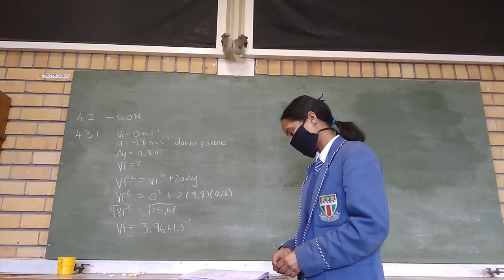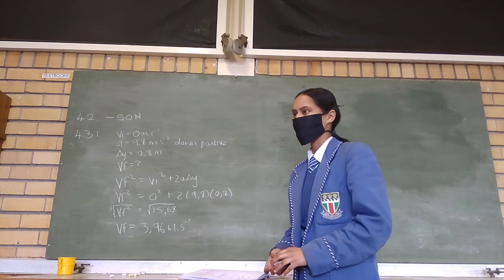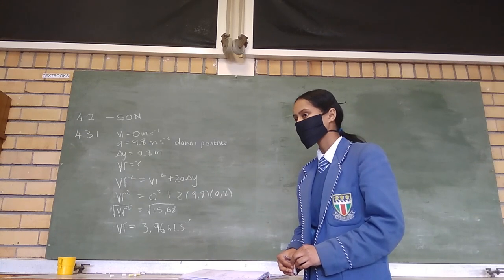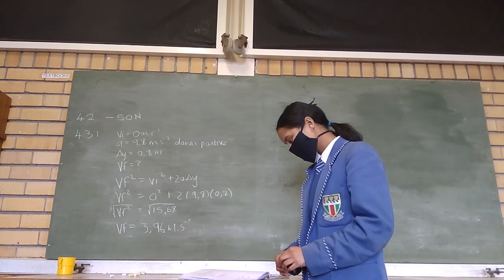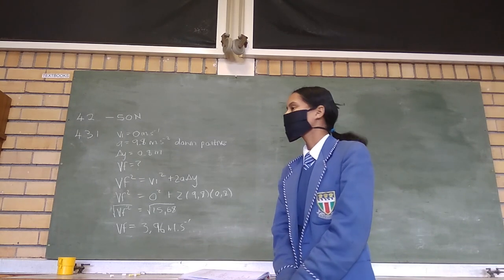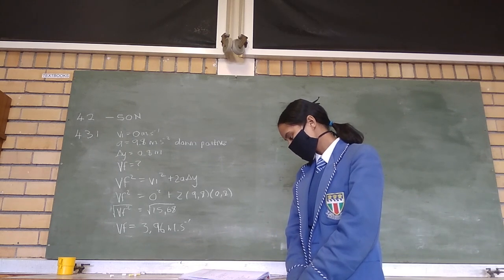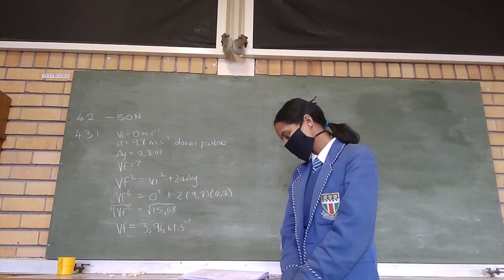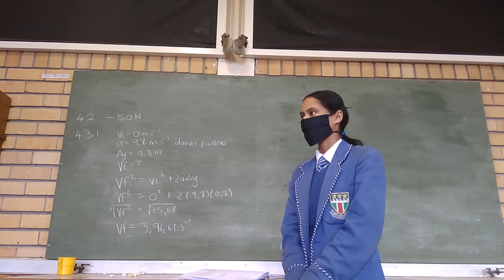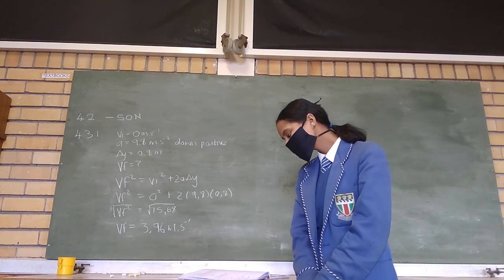Did anyone do it? I used the formula with time, final velocity, initial velocity, and the height. Did you do that? I used acceleration. You used acceleration. What is your answer? 0.35. I also got 0.35. I didn't get that.